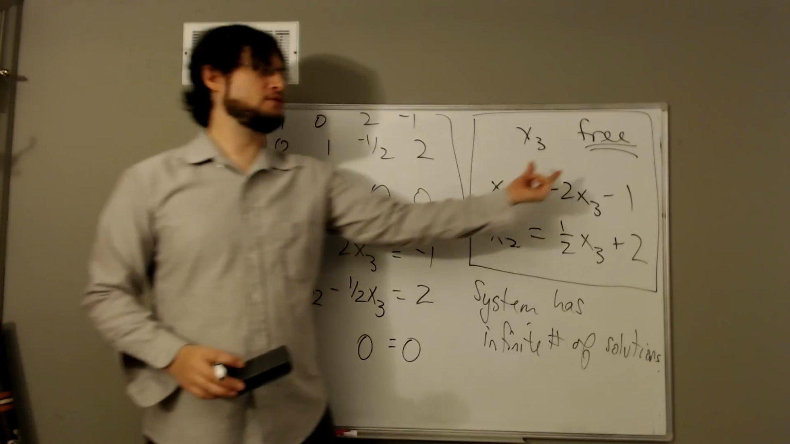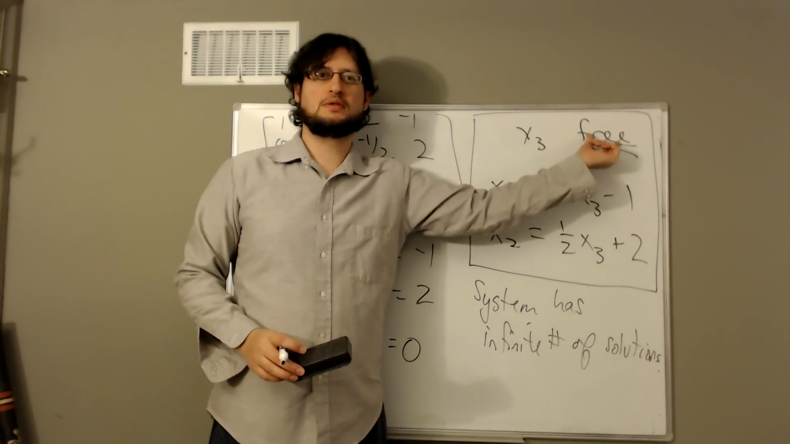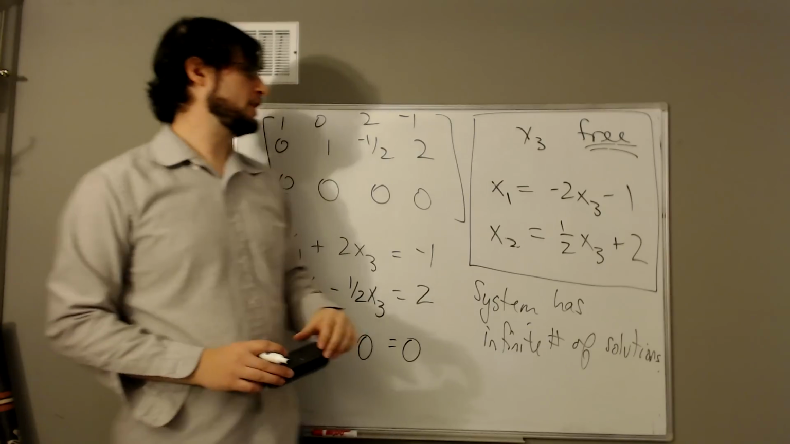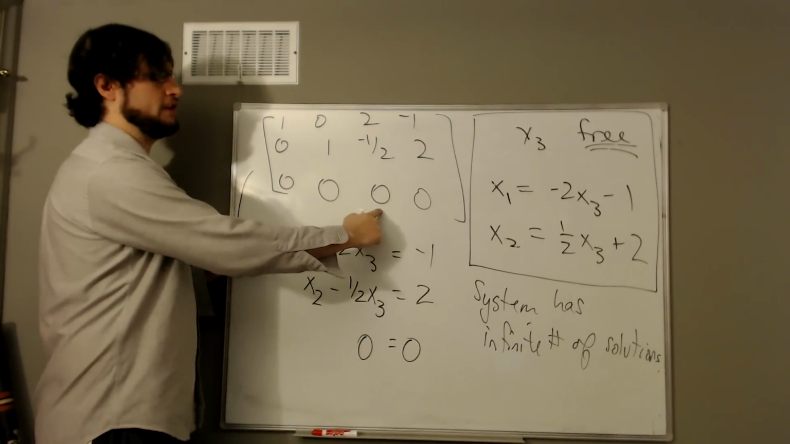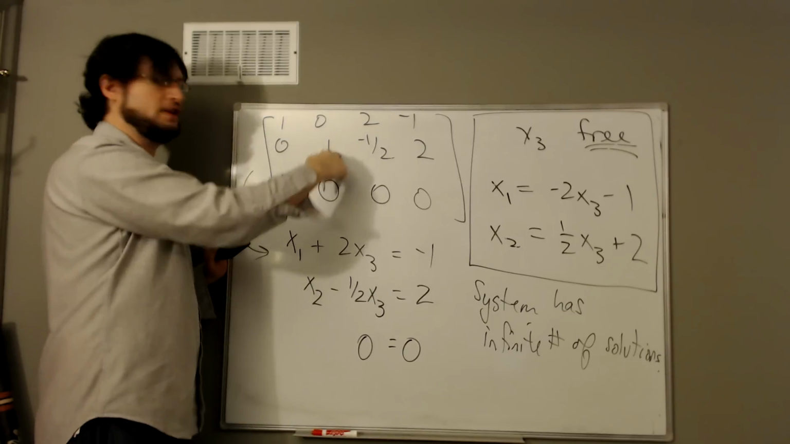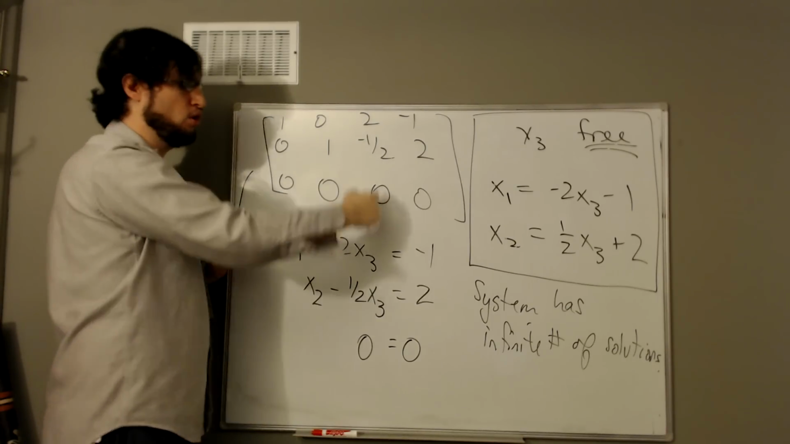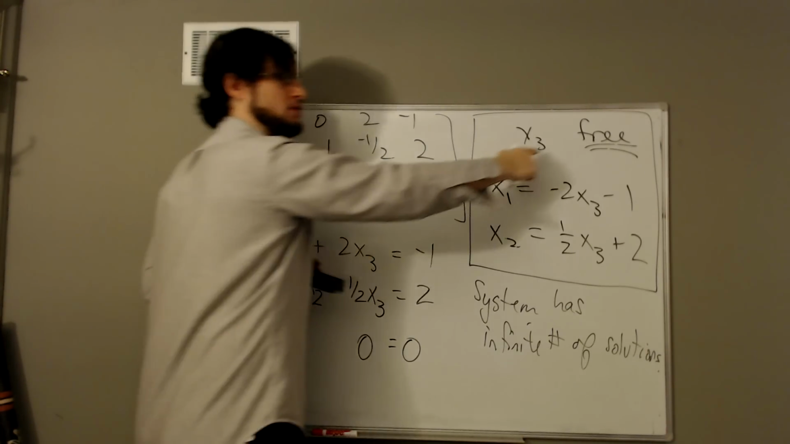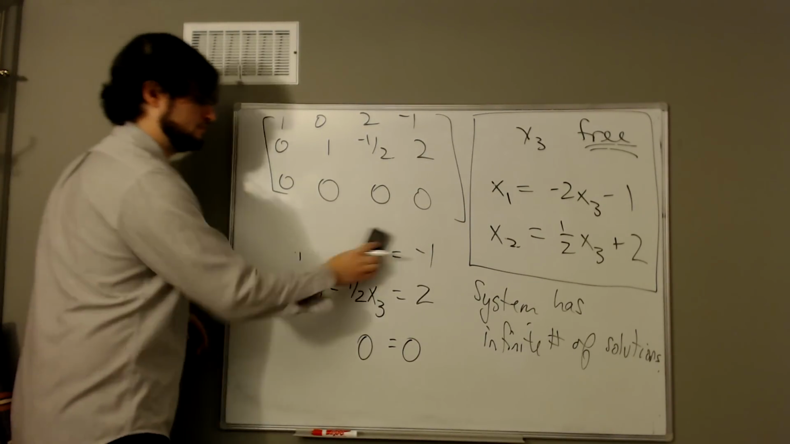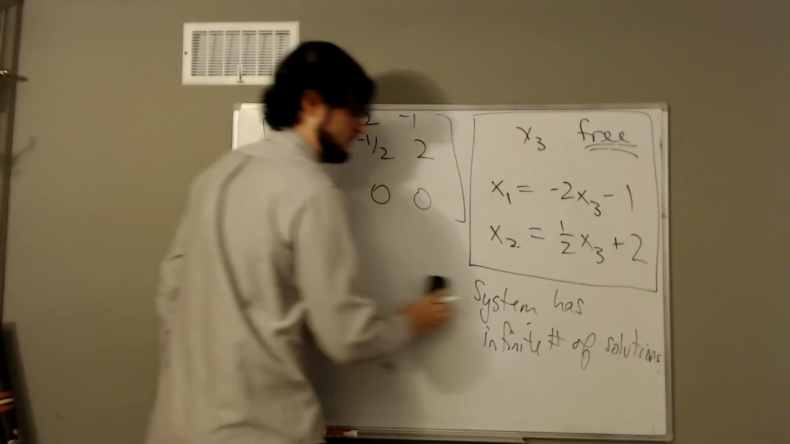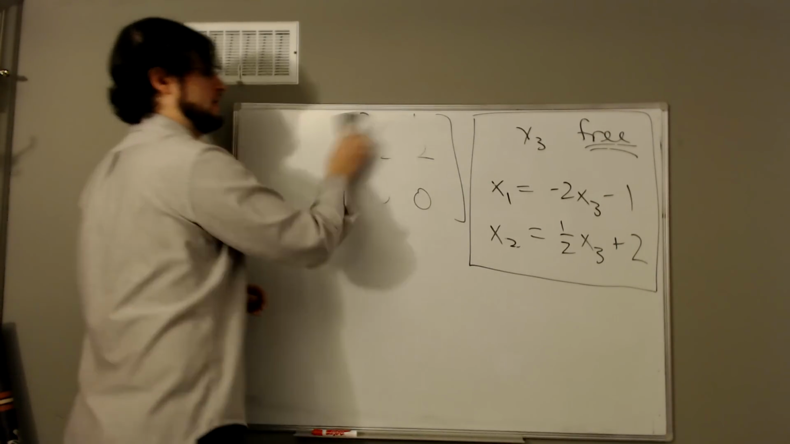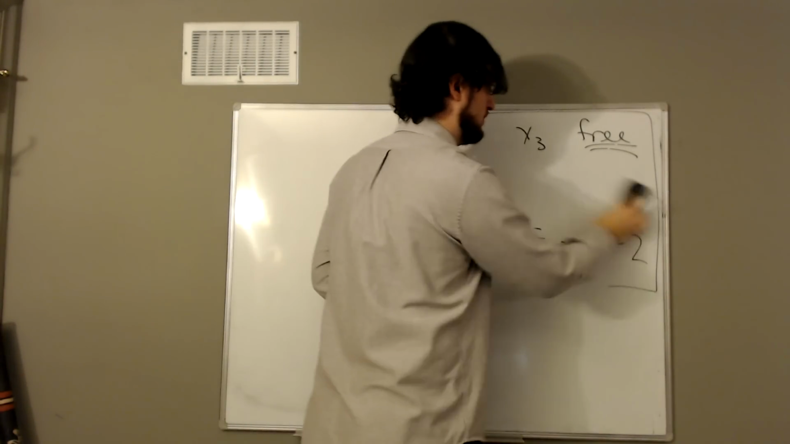So when we have a free variable, we have an infinite number of solutions. Which variables end up being free? The variables that do not have a pivot. Pivot in the x1 column, pivot in the x2 column, no pivot here, and so that's the one that's free. All right, now, still a few other things might happen. Let's look at those as well.